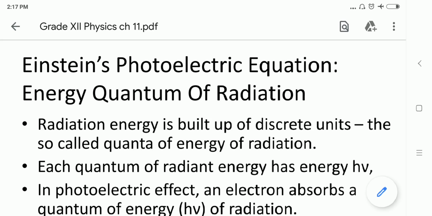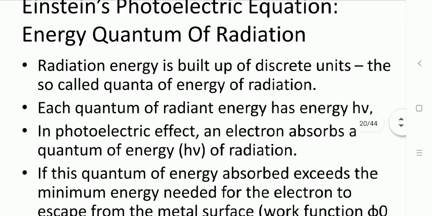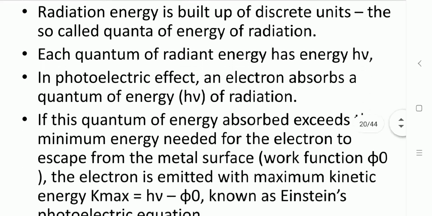Here he suggests that radiation energy is built up by discrete units, not continuous ones. So it is known as a quanta of energy radiation. This quantum energy is hv, where h is Planck's constant and v is the frequency of that light signal. In this photoelectric effect, the electron absorbs this hv radiated energy.